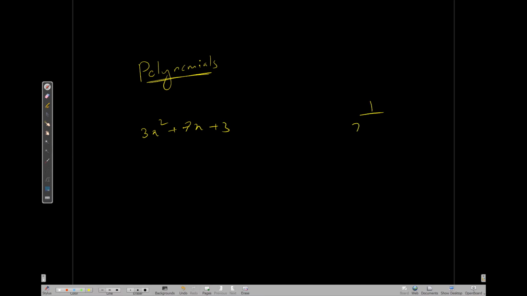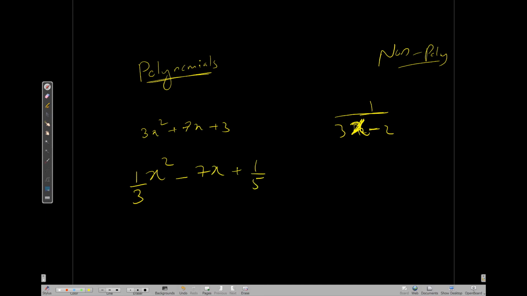And 3x to the power of negative 2. Now this is not a polynomial, so non-polynomial. So you cannot have the variable in the denominator. Remember, you cannot have the variable in the denominator. It's perfectly fine to have your constant terms in the denominator. So this is a polynomial. But if you have x in the denominator, no, this is not a polynomial because you have x in the denominator.